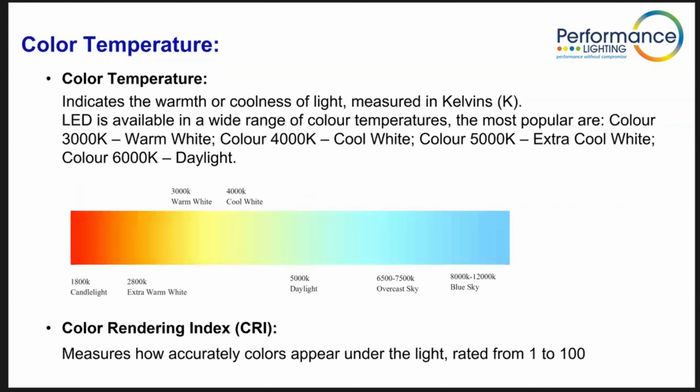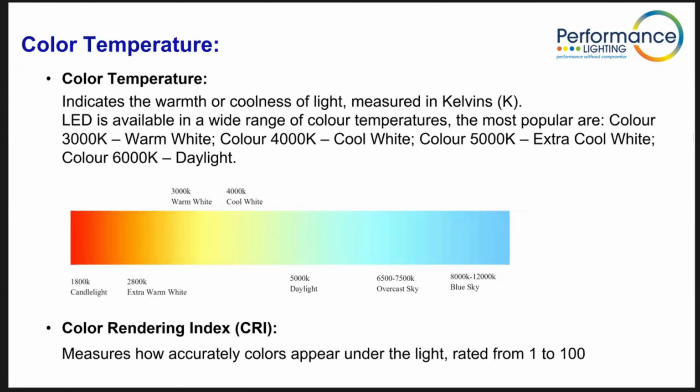So when choosing the LED product, you need to think about what colour temperature you want for your particular setting. LED colour temperature, regardless of whether it's LED or fluorescent, is measured in Kelvin. It ranges right from 1,800 Kelvin, which is almost a red colour, all the way to 12,000, which is almost like a really, really blue-white colour.